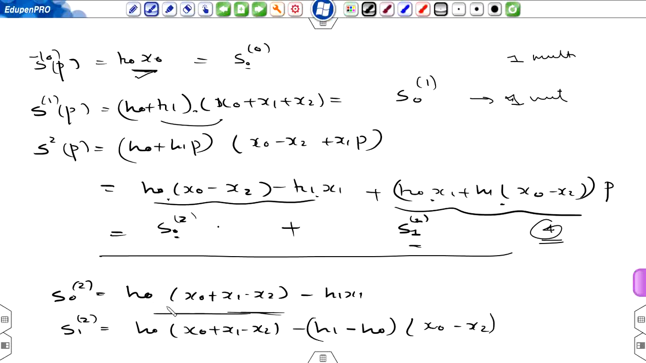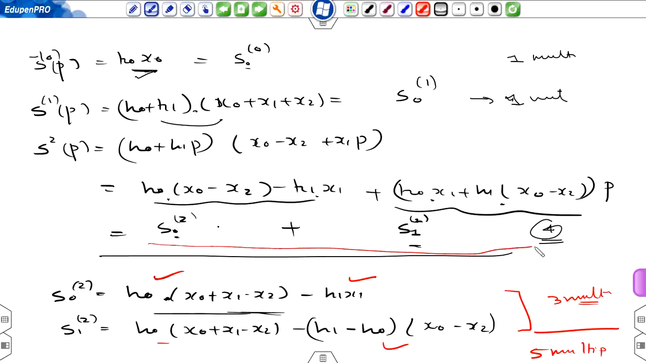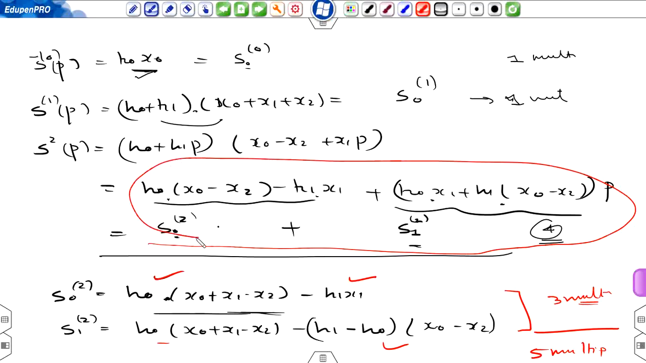Okay, so now if you notice at this point the number of multiplications: 1 multiplication, 2, this is the same, and this is 3, so now 3 multiplications. So the total number of multiplications required are 1 plus 1 plus 3, that is 5. Okay, so just by rewriting this equation in some other form, the number of multiplications is reduced.